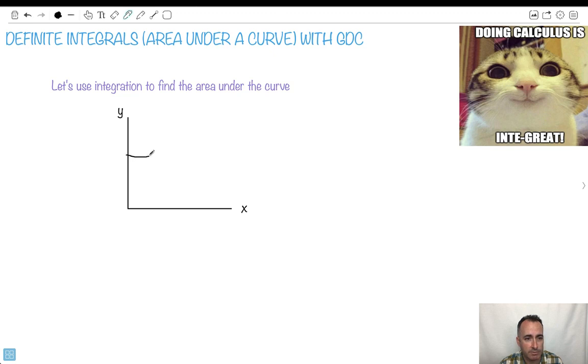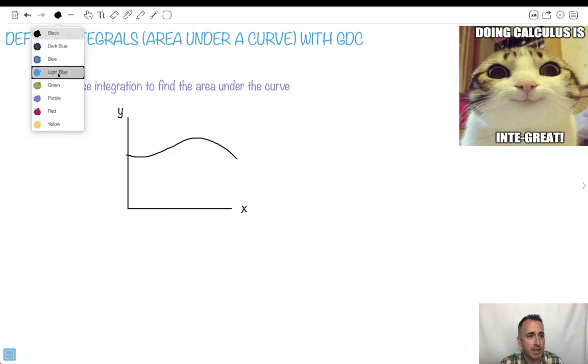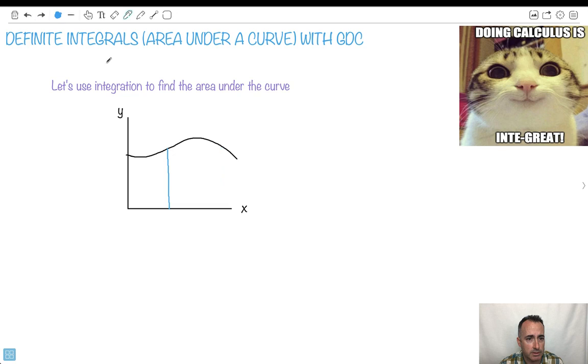So maybe I have some sort of graph that goes like this, let's just pretend. And maybe I want to find out the area under the curve from here, let's just say, to maybe here. Whoops, need to make a nicer straight line. It should look semi-straight at least. Let's say I start off at A and I finish at B. And I'm curious, what is the area under the curve from here? So what is this area here?